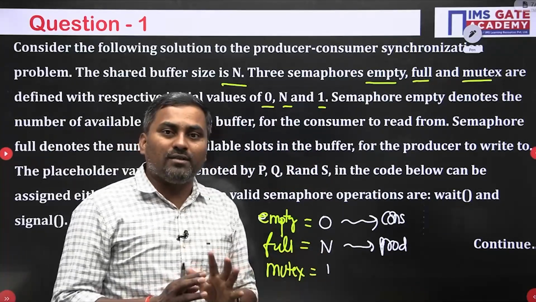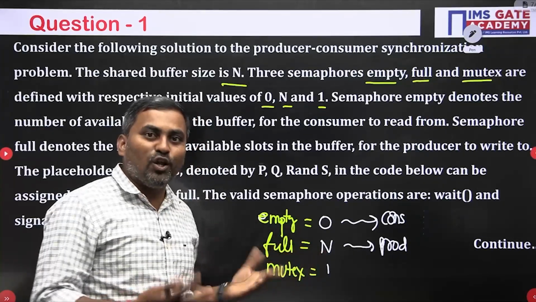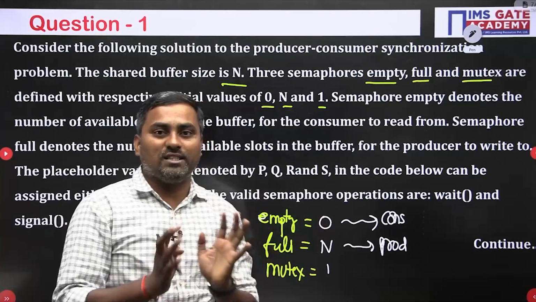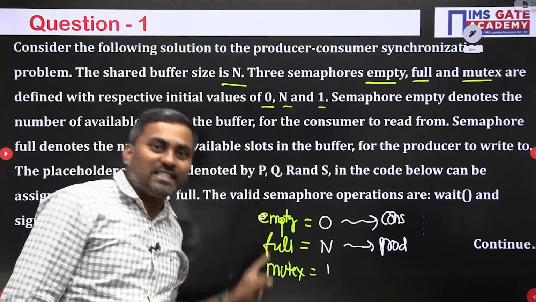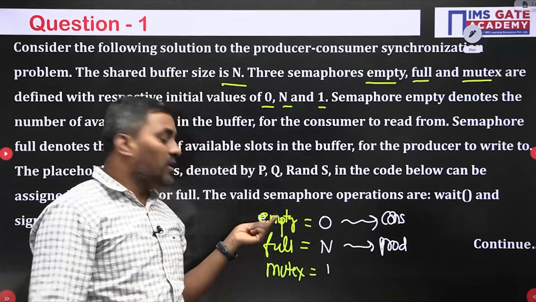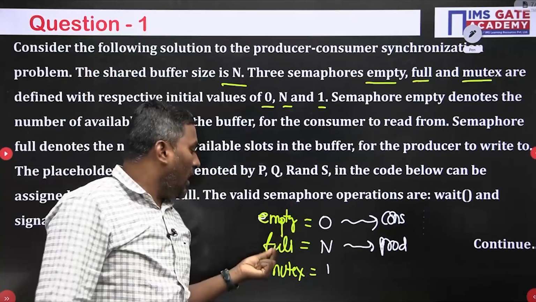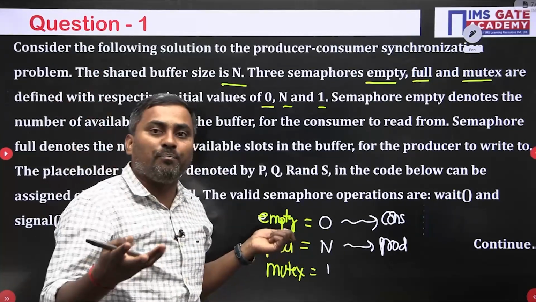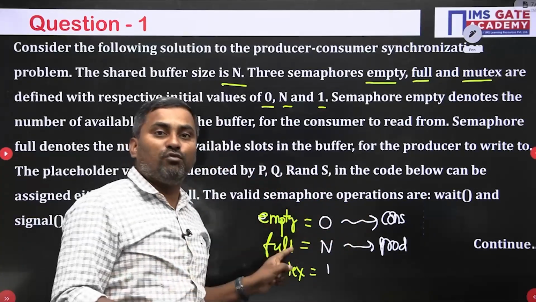Full equal to n is nothing but there are n empty slots in the buffer, available to place items. These same variables I used in the producer consumer problem, but the meanings are given differently. In that problem, empty defined the number of empty slots for the producer, and full indicated the number of full slots in the buffer for the consumer, but here it is reversed. So now empty is acting like full, and full is acting like empty.